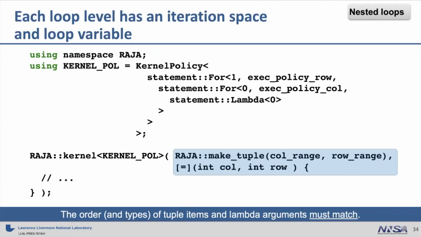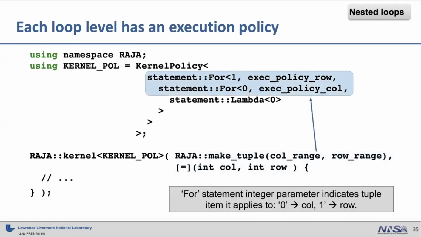So the main thing is that for each range, you're going to need to specify an index variable to access it. And then in your kernel policy, you're going to have an integer parameter that applies to that tuple. So here, the 0 is indicating the column execution and 1 is indicating the row execution.